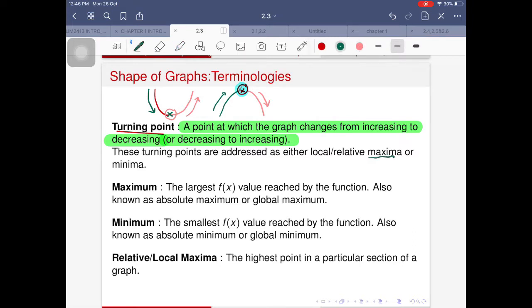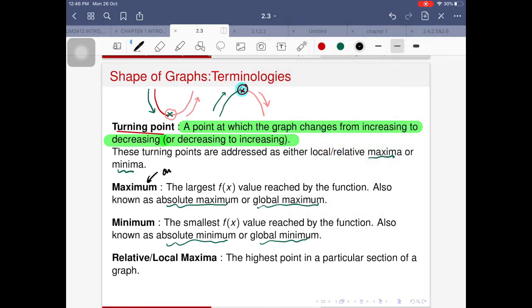Okay, so a turning point could either be a maximum point or a minimum point, and it's known as local maxima, relative maxima, or local minima and relative minima. So what is the difference between maxima and maximum? Maximum is singular, one point. Maxima means multiple points; it's the plural of maximum.